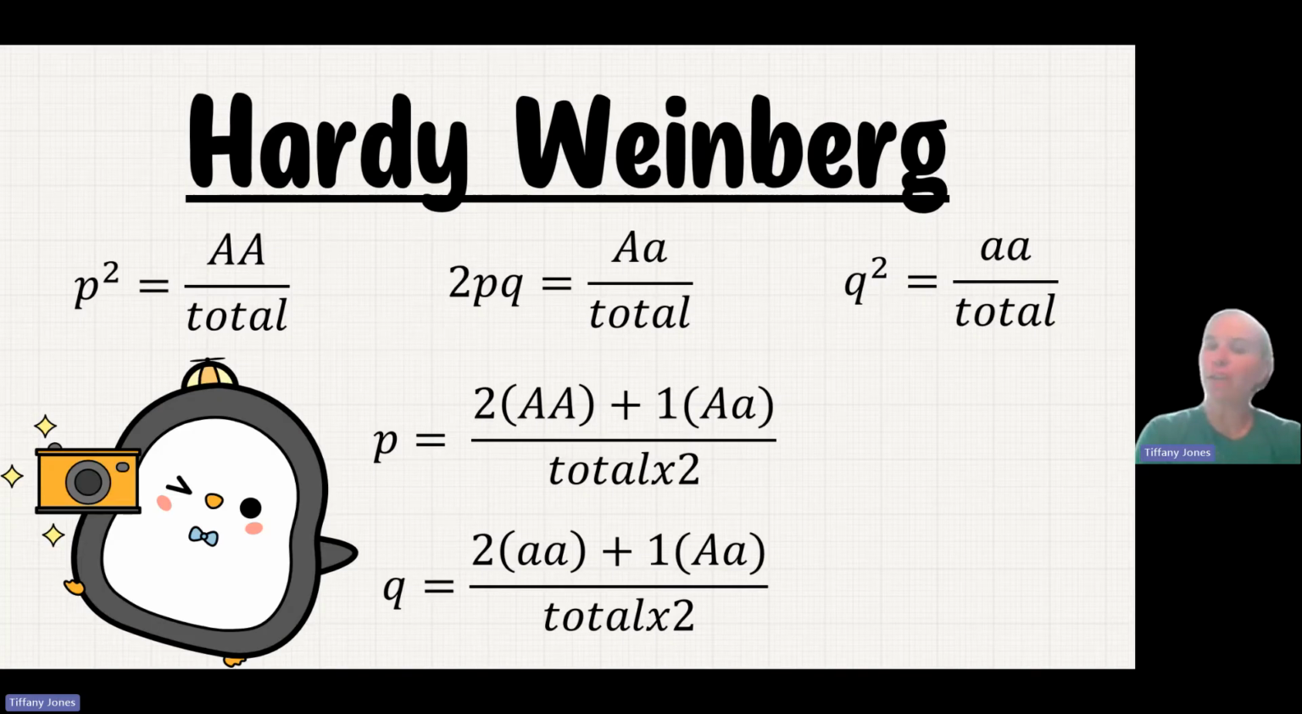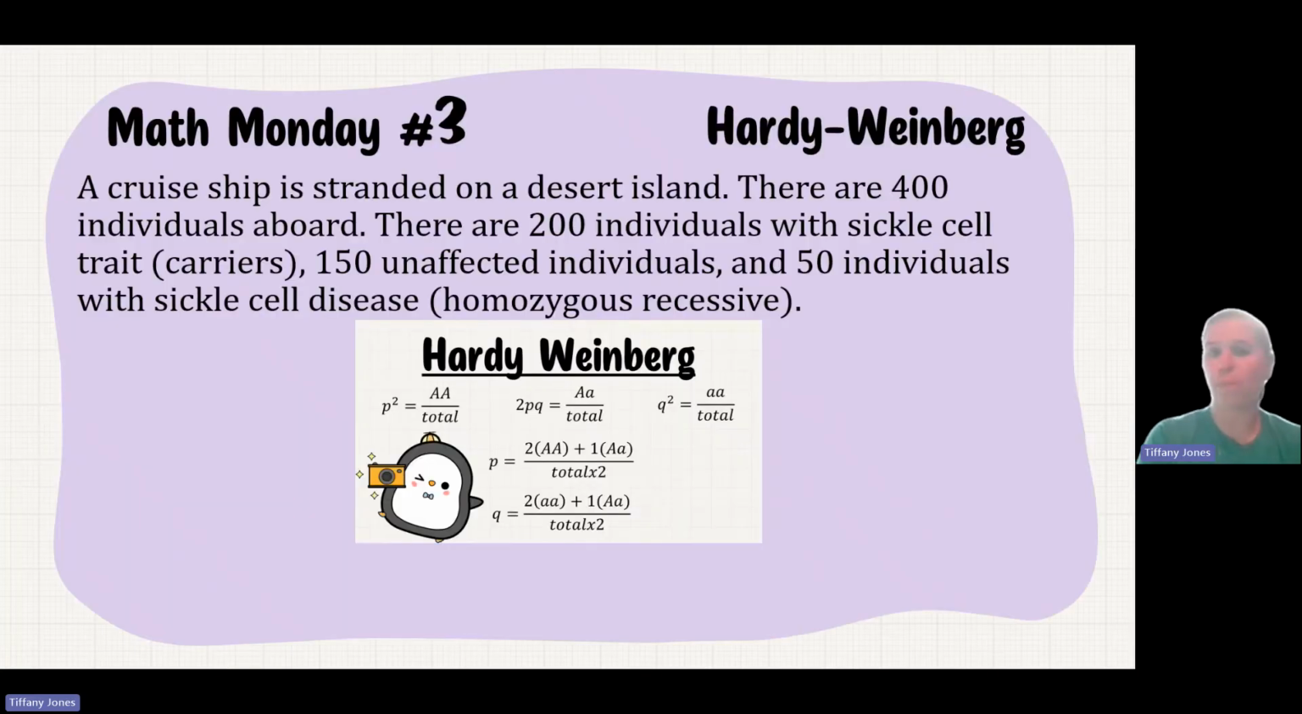So a cruise ship is stranded on a desert island. There are 400 individuals aboard. There are 200 individuals with sickle cell trait, so those will be carriers, 150 that are unaffected, and 50 individuals that have sickle cell disease, or are homozygous recessive. So my P squared, or my frequency of homozygous dominant, is going to be the 150 unaffected individuals divided by the total individuals, which is 400, which gives me 0.375.